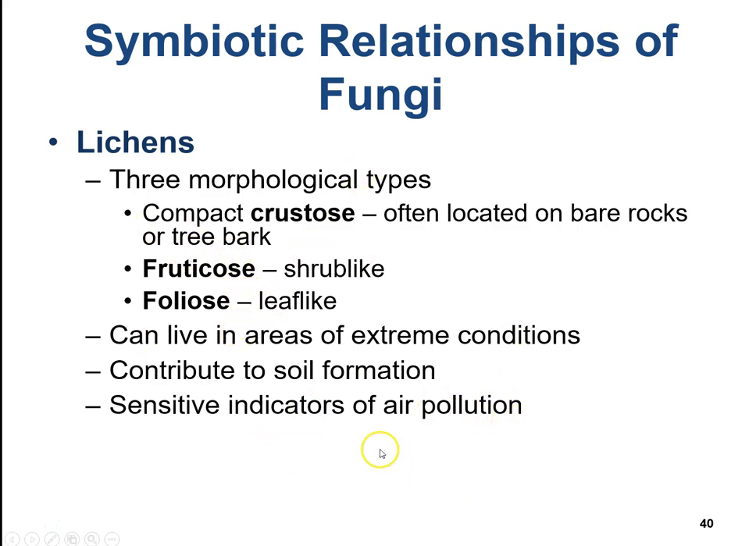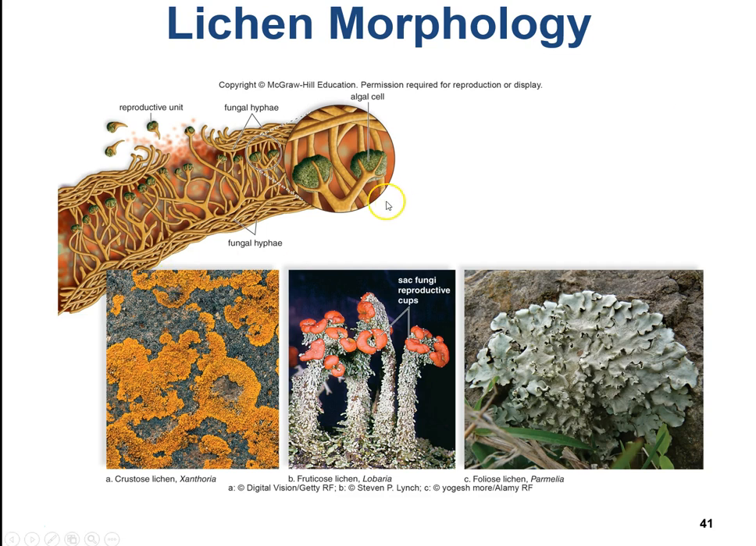They're also super sensitive indicators of air pollution. So environmental scientists will use these guys as a measure of how much air pollution is around. All right, so this is showing you this. If you have this little drawing here, you see all the fungi hyphae, and this is the algae, right? A green algae or a cyanobacteria, and essentially these hyphae just reach in and basically steal their food, right? And here are the crustose versus the fruticose versus the foliose.